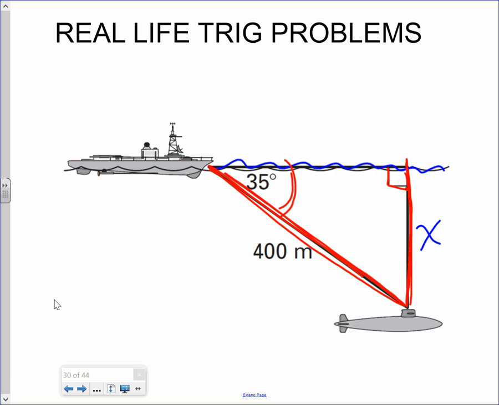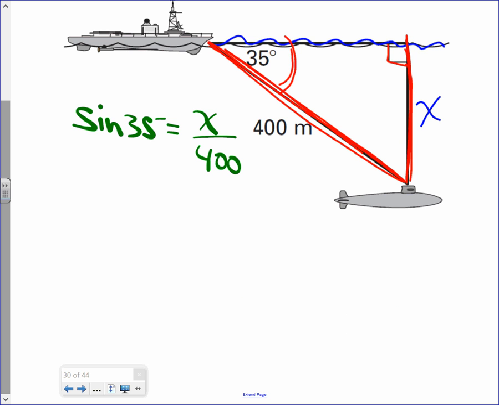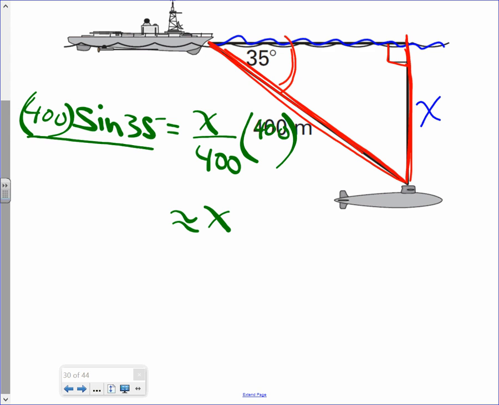Here we go. So let's go sine 35. We'll figure out the depth of the submarine. I know the depth. Nice. Help me out. Set it up first, though. X over 400. Thank you. Opposite over hypotenuse is 400. Nice. Let's multiply by 400 on both sides. X then is approximately 400 times the sine of 35.